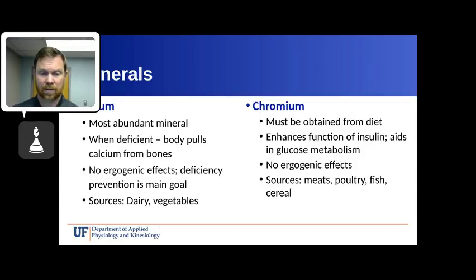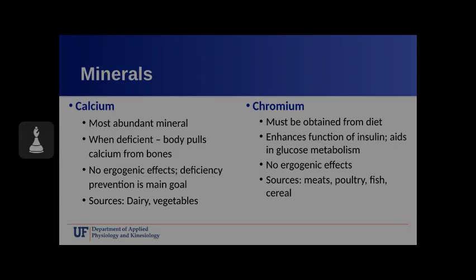Despite these studies and some early promising results, the majority of the evidence available does not support the use of chromium to alter body composition or improve exercise performance during training. Dietary sources of chromium include meats, poultry, fish, and fortified cereals.